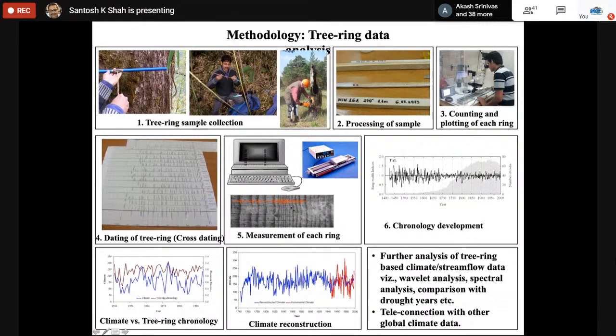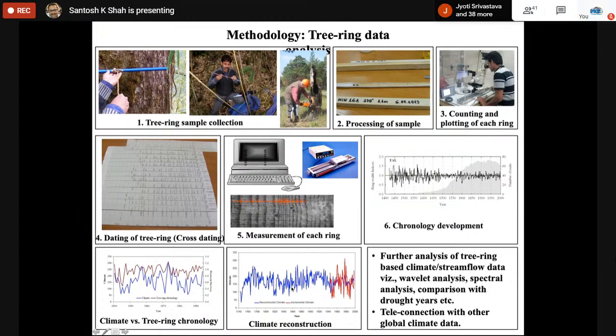Let me summarize the methodology briefly: sample collection, then processing, counting of each ring, then plotting, then we measure each ring, then we prepare the tree ring chronology, and this chronology has to be compared with the climate data from the nearest meteorological station. After that, we reconstruct. Here, the red plot is the instrumental climate, and the blue one is reconstructed. That means we have the instrumental climate record of, let's say, 1900 to 2015. With the help of tree rings, we have extended this 100-year record back in time by almost 300 years.